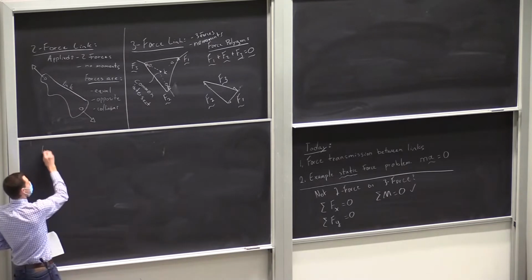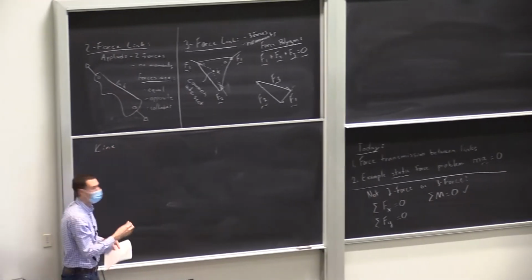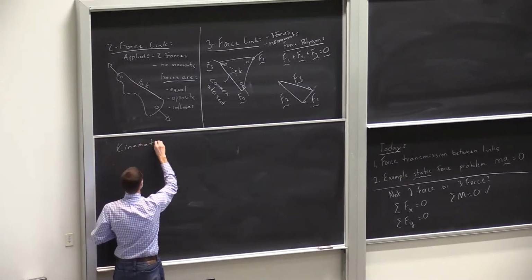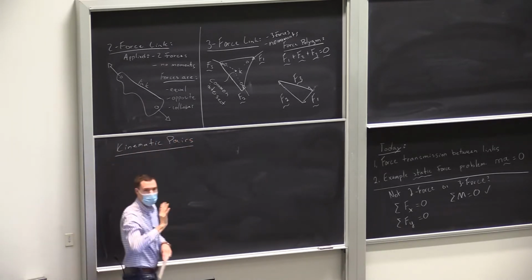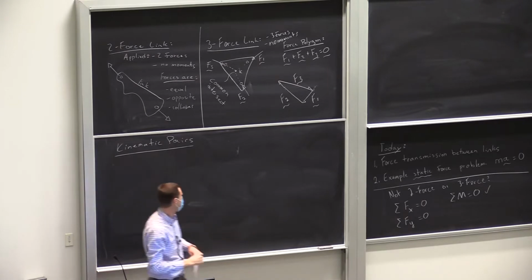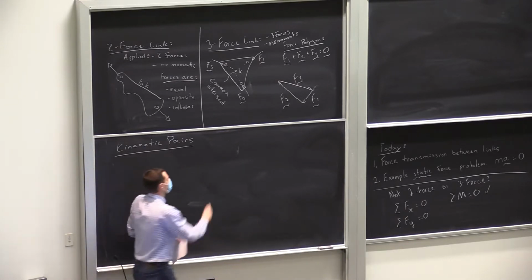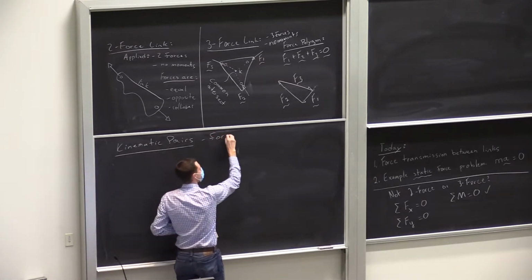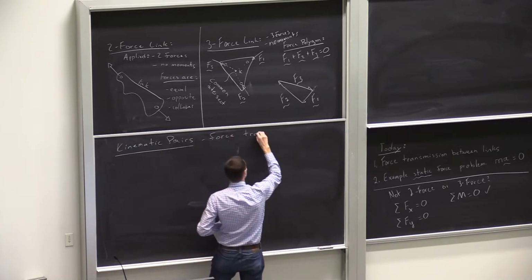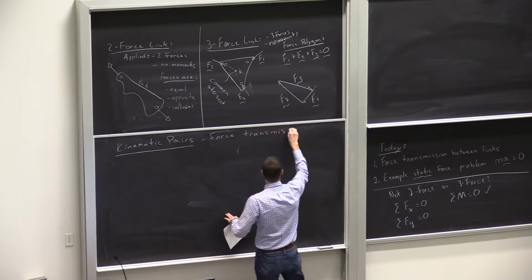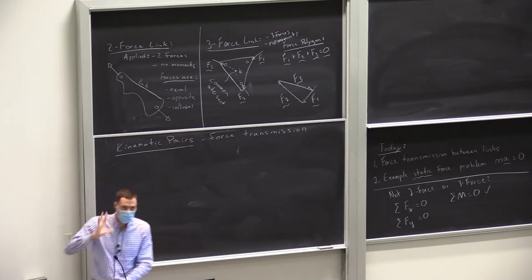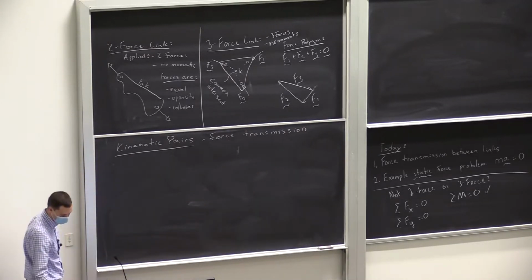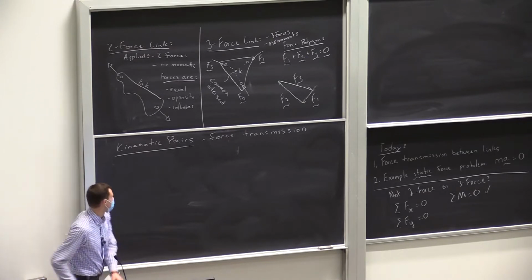So we're going to look at kinematic pairs. That's connections between links. So that's going to be our main topic for today before we do the example at the end. Kinematic pairs. So we're going to look at force transmission between links. And remember, we have three or four types of kinematic pairs. And so we're just going to go through them.